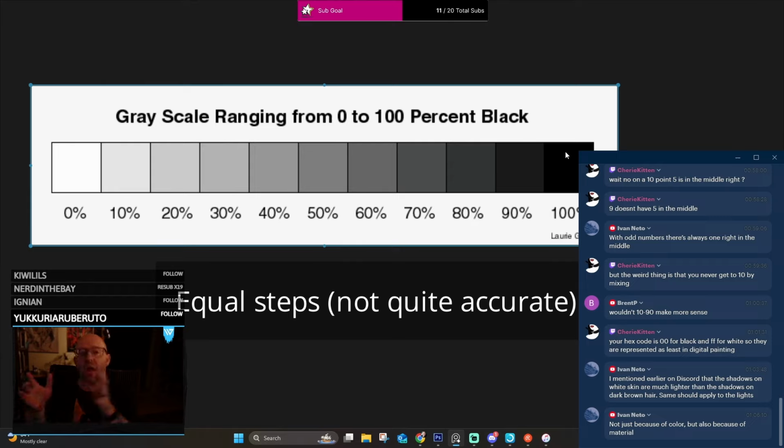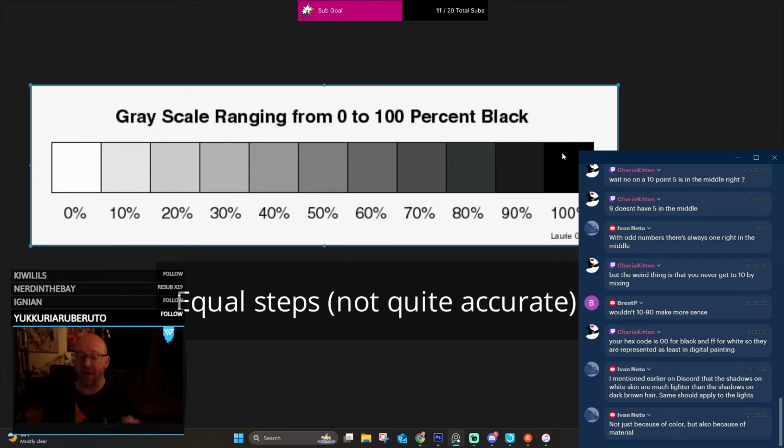You know what I mean? As long as you're within that wheelhouse, as long as you're in your lights, as long as you're in your middles, as long as you're in your shadows or darks, then you're going to get something that feels correct. You can do some nuances and stuff.